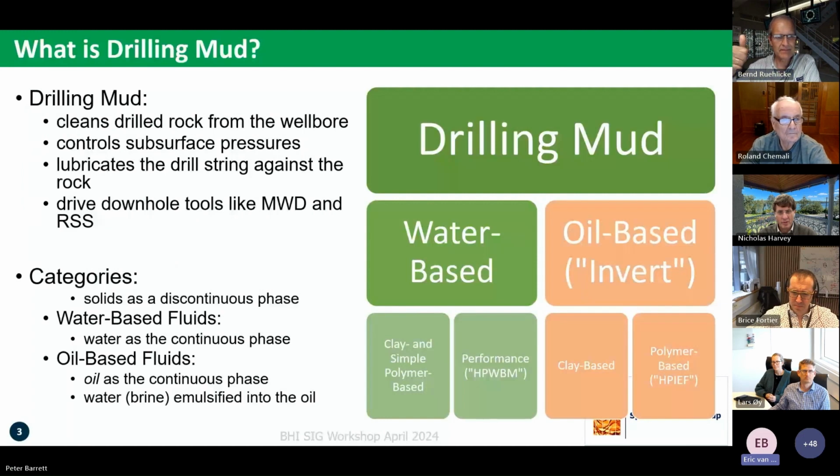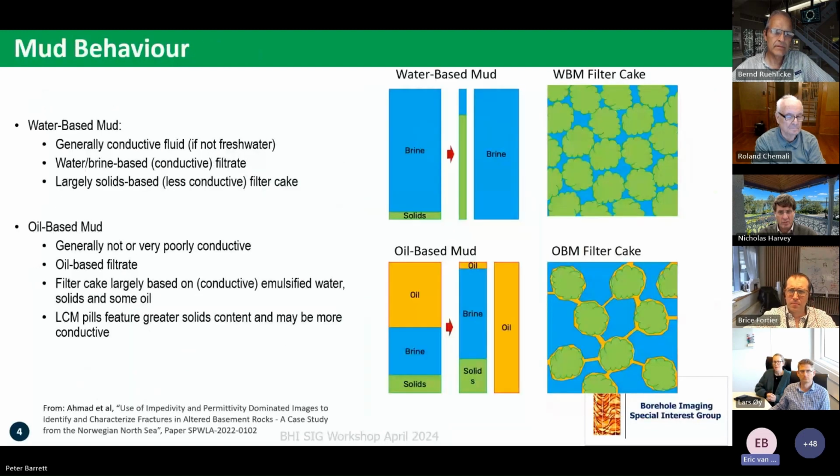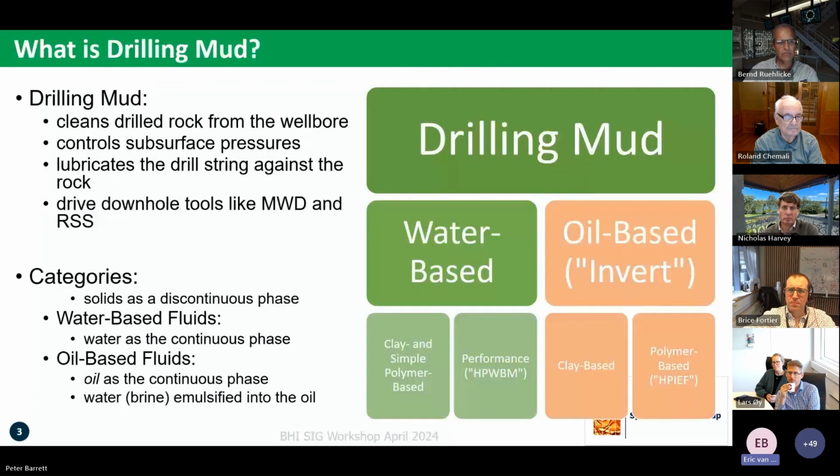Okay, drilling mud. Most of you will be familiar with that brown stuff that's circulated around the wellbore. What is drilling mud? Drilling mud is the fluid that's used to control the wellbore. Amongst its most important functions is cleaning out the drilled material from the wellbore, controlling the subsurface pressure so we don't get a blowout, lubricating the drill string against the rock so we reduce friction and transfer more power to the bit, and driving downhole tools such as MWDs, rotary steerable tools and such.